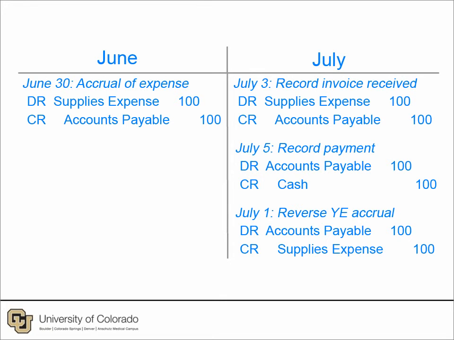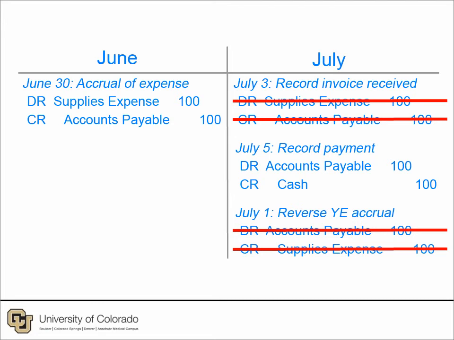There are a lot of entries that happened in July. Let's cross out July's offsetting line items. Here's a debit and credit to the supplies expense account for the same amounts. And here's a debit and credit to the accounts payable account for the same amounts. Now we are left with the payment in July and the expense recorded in June.